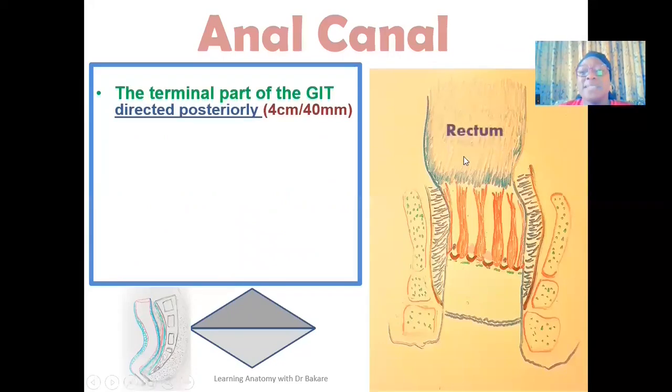This is where we have the rectum, and inferior to the rectum, we have the anal canal. And this is the anal canal here marked in black. This anal canal is about 4 centimeters in length, or about 40 millimeters in length. The anal canal is also seen to be directed posteriorly.